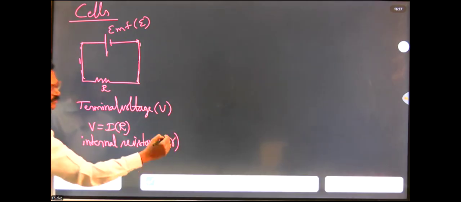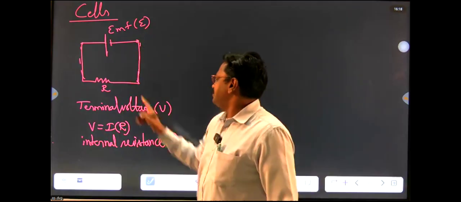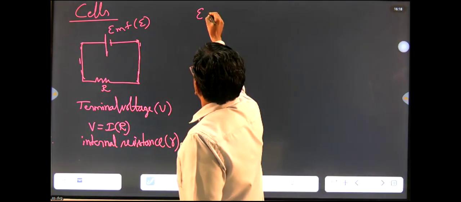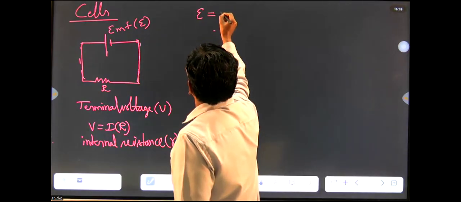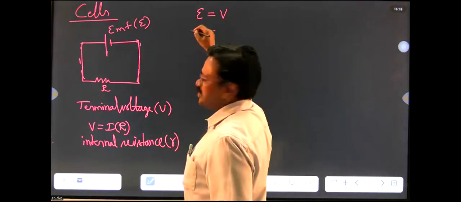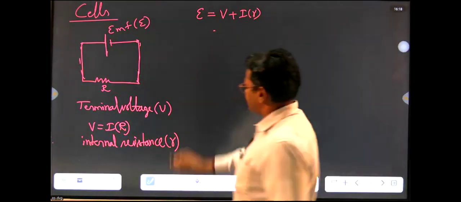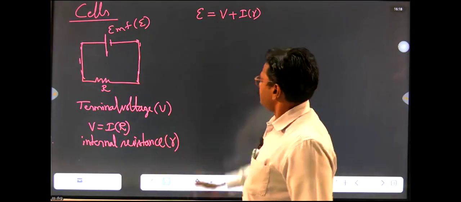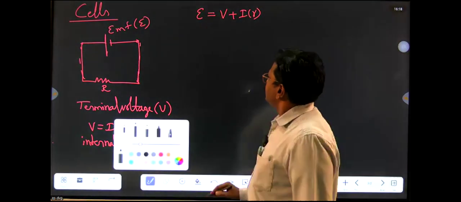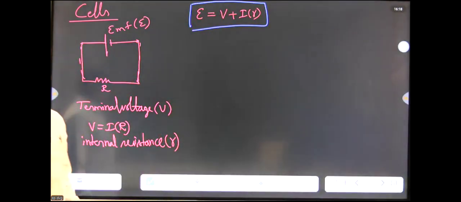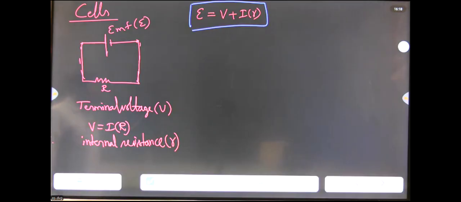Internal resistance is represented by the symbol r. So what is the relation between the EMF of the cell, terminal voltage and internal resistance? It is given by this expression. The EMF of a cell is equal to the voltage drop across the external resistance plus I into r, which is the voltage drop across the internal resistance. So this gives the equation for the relation between EMF of a cell, terminal voltage and internal resistance.